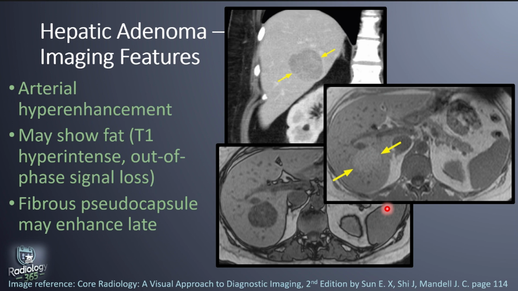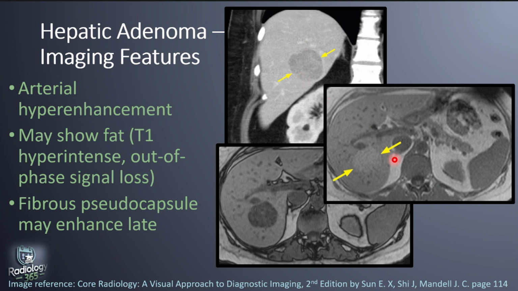Adenomas are typically circumscribed masses with arterial hyper-enhancement, becoming iso or hypo to liver on portal venous and delayed phase imaging. They may appear heterogeneous due to fat or hemorrhagic content, and a fibrous pseudocapsule may be present, which tends to enhance late. So on these images, we have first a coronal portal venous phase contrast enhanced CT, and it demonstrates a heterogeneously enhancing hypoattenuating mass in the liver, which is a non-specific appearance, by the way.